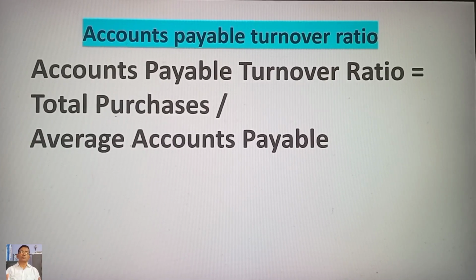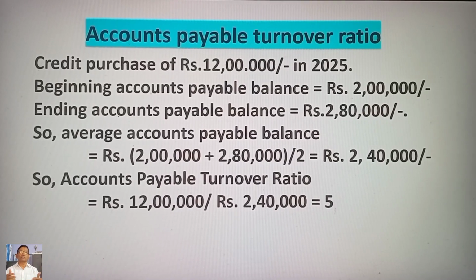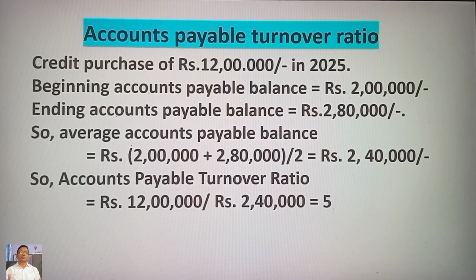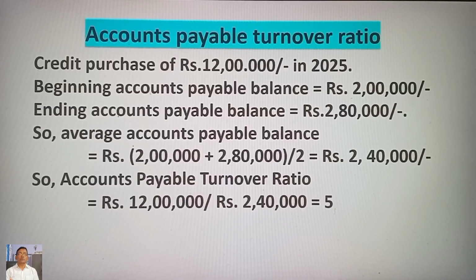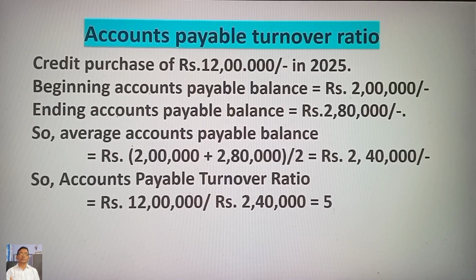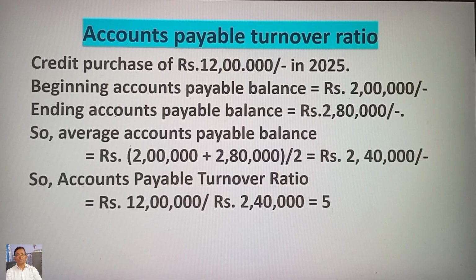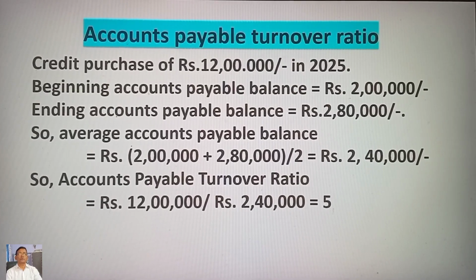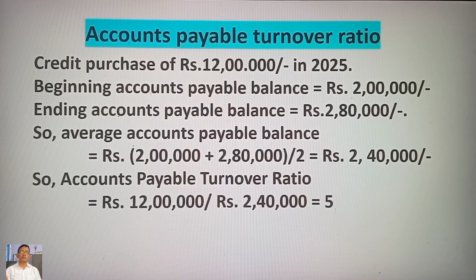As per example, suppose a company made credit purchase of rupees 12 lakh in 2025. Its beginning accounts payable balance for 2025 was rupees 2 lakh, while its ending balance was rupees 2 lakh 80,000. So, its average accounts payable balance is equal to rupees 2 lakh plus 2 lakh 80,000 divided by 2, which is equal to rupees 2 lakh 40,000 for the year 2025.